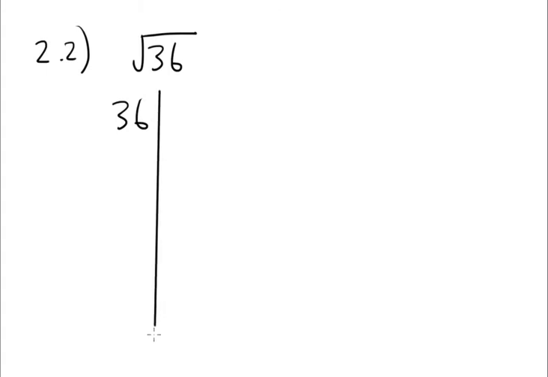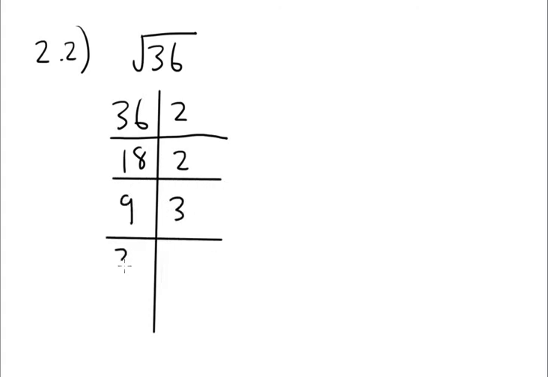Let's have a look at 2.2. So the square root of 36, we know that the answer is 6. For those of you that guessed that, you're correct. But we're going to try to find that answer using the product of its prime factors. So 36 divided by, once again, we start with 2. 36 divided by 2 equals 18. 18 divided by 2 equals 9. 9 divided by 3 equals 3. 3 divided by 3 equals 1.